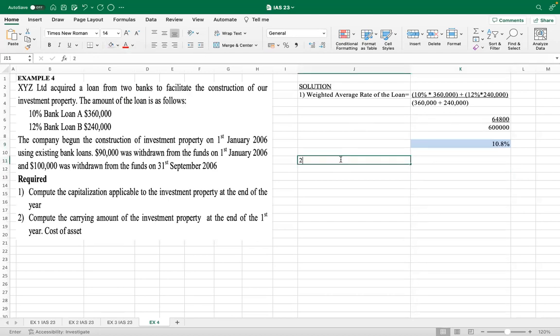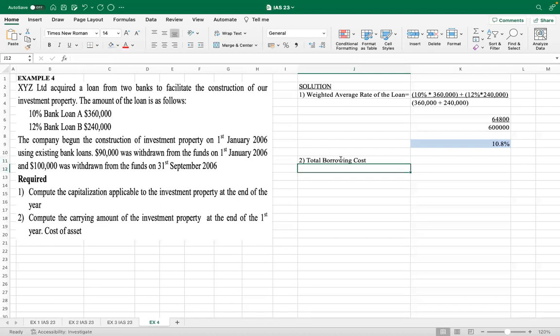Now let's move to number 2. We have known the average rate of the two loans because loan A carried a rate of interest of 10%. Loan B carried a rate of interest of 12%. Next, we need to calculate the total borrowing costs. I'm just trying to be very systematic and very slow here.